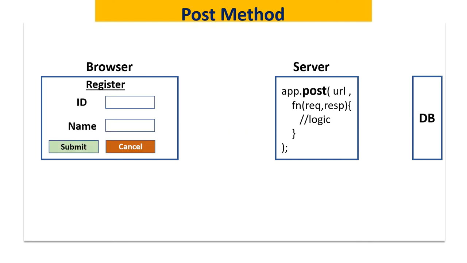What is the next method? Post method. Why should I use the post method? It is used for inserting data into the database. One simple reason: I have a form. In the form, I am accepting the user input. By using HTML, I am creating a form. And once you click on submit, your request data will be sent to the server program. In the server program, the post method will execute.